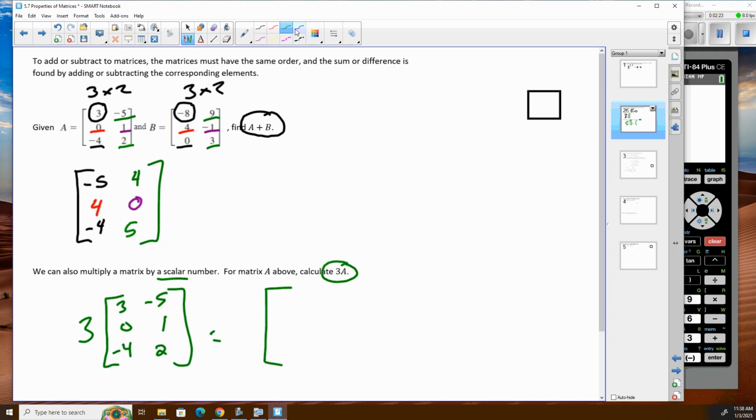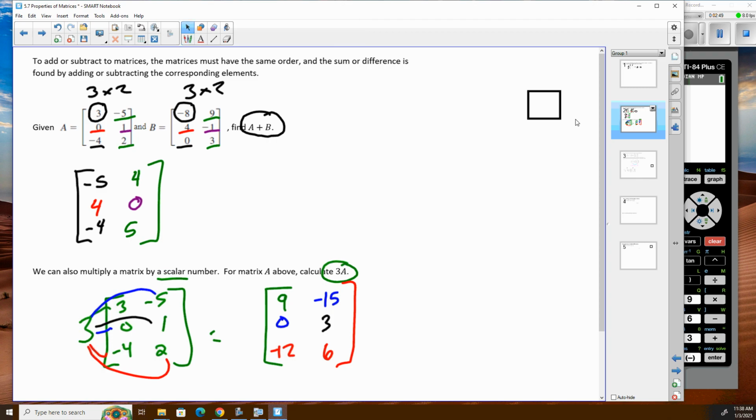So I'm going to go 3 times 3, which gives me 9. And then I'll go 3 times -5, which gives me -15. Then 3 times 0, which is 0. And then 3 times 1, which is 3. Then I'll go 3 times -4, which is -12. And then 3 times 2, which is 6. So you'll be doing something similar to what I did on this page on number 3.